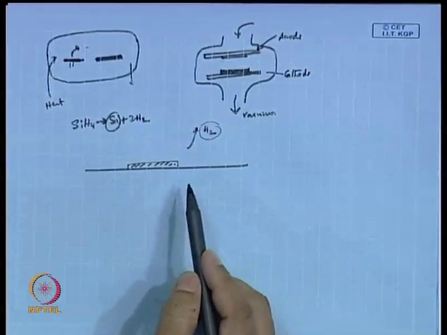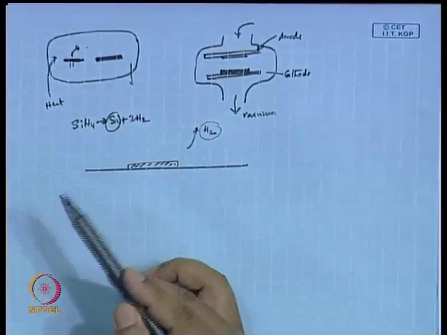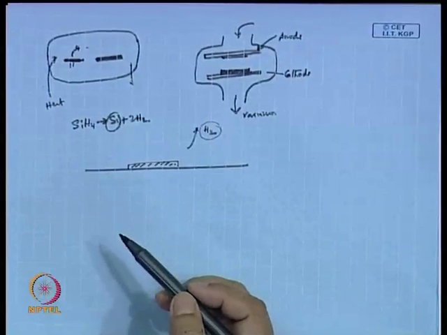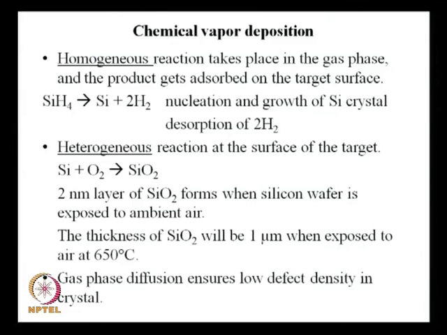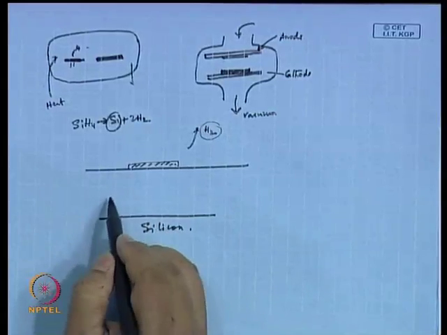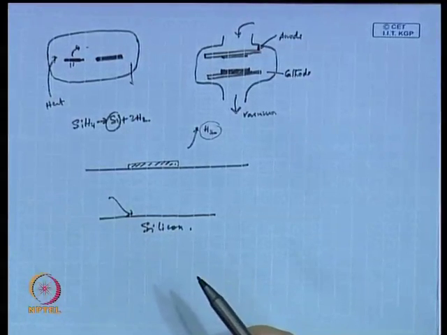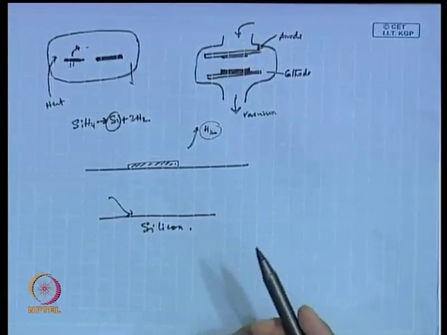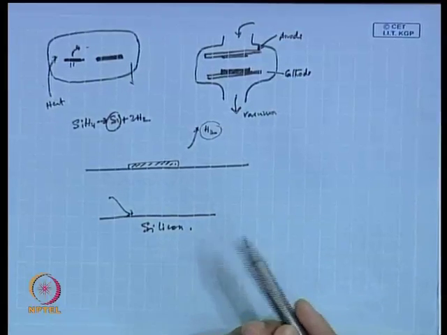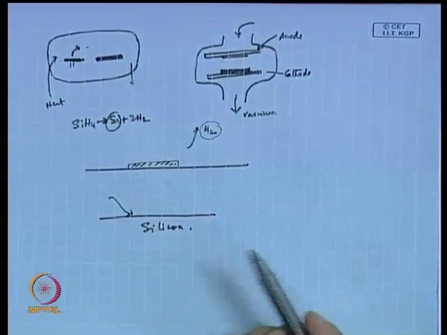So, after preparing the substrate, if you need to make a deposition of silicon at some place, that can be done by this technique. So, this is basically one form of chemical vapor deposition. All right. Similarly, it could be the heterogeneous reaction at the surface of the target. There the substrate itself contains the silicon, and oxygen comes there and reacts with this silicon to form silicon dioxide. A 2 nanometer layer of SiO2 forms when a silicon wafer is exposed to ambient air, and the thickness of SiO2 will be 1 micrometer when exposed to air at 650 degree centigrade. So, that is the way it works.